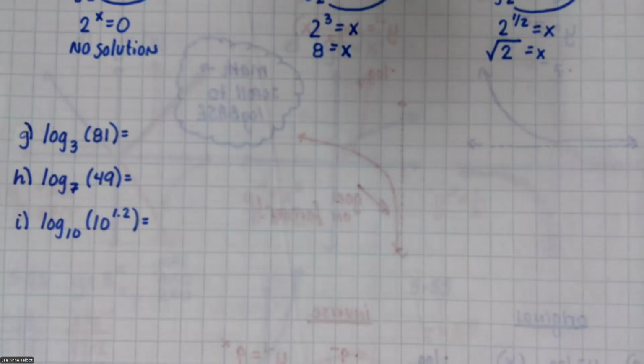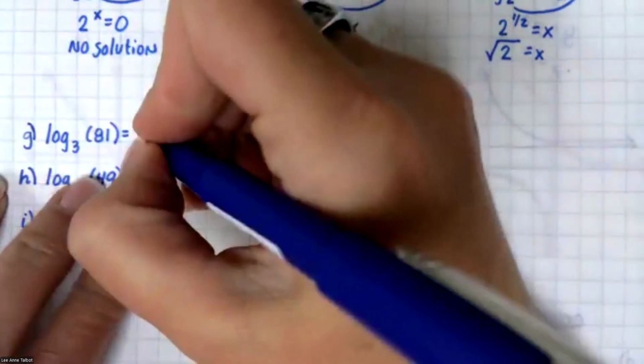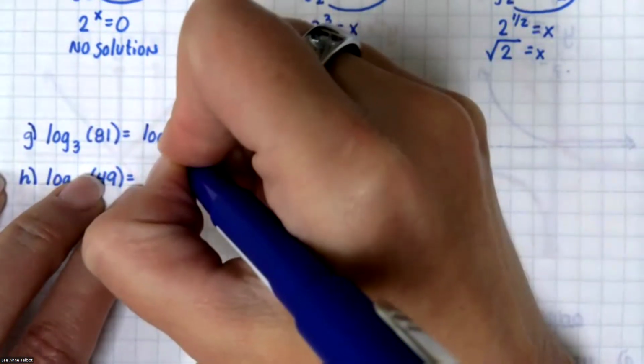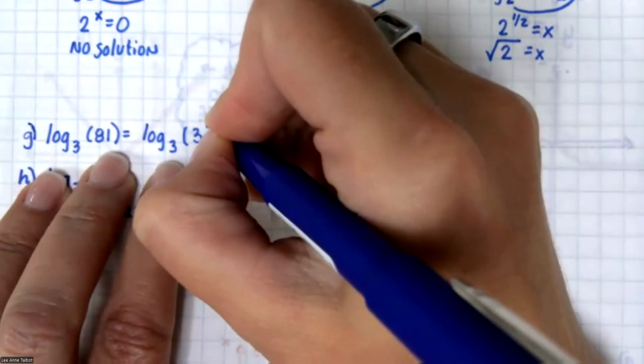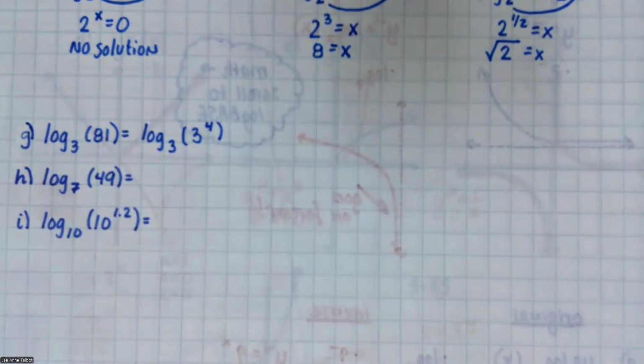A person who likes to chug through the steps is going to put an x here, and then they're going to do 3 to the x equals 81, and then 3 to the x equals 3 to the 4th, and cancel, cancel, and x equals 4. But lazy people like me are going to say, why don't I just say log base 3 of 3 to the 4th?